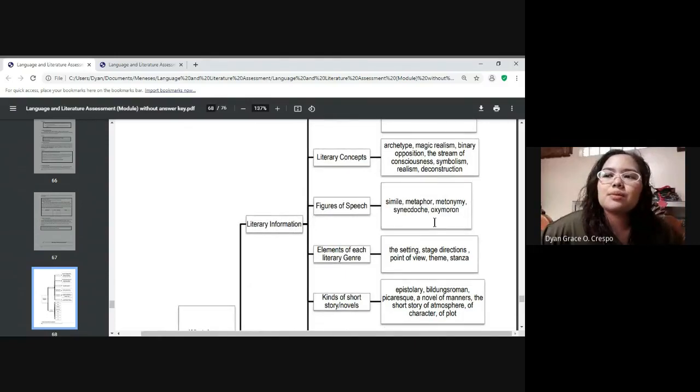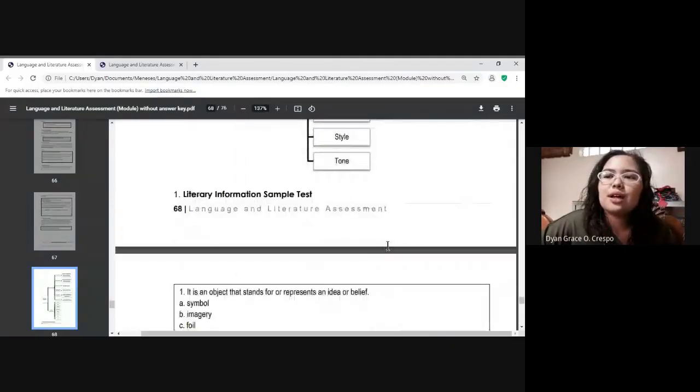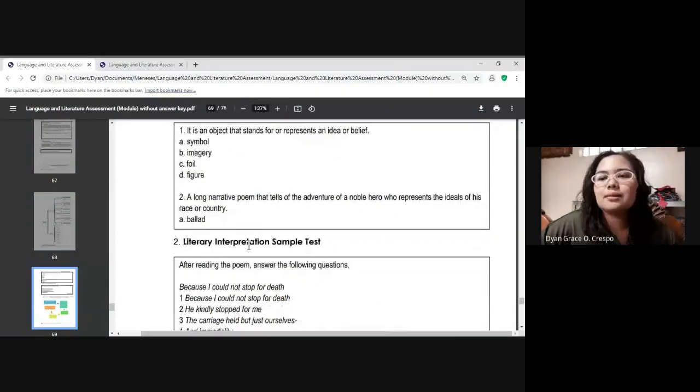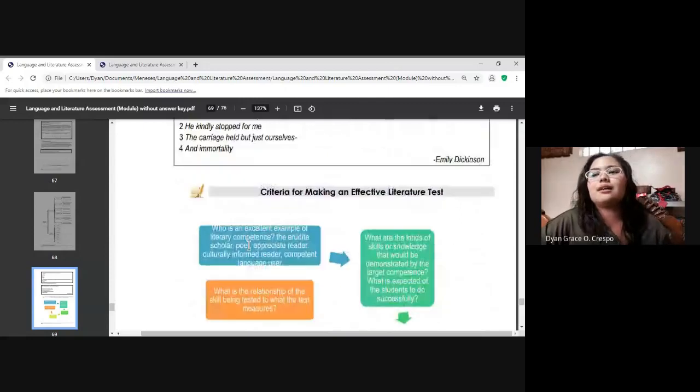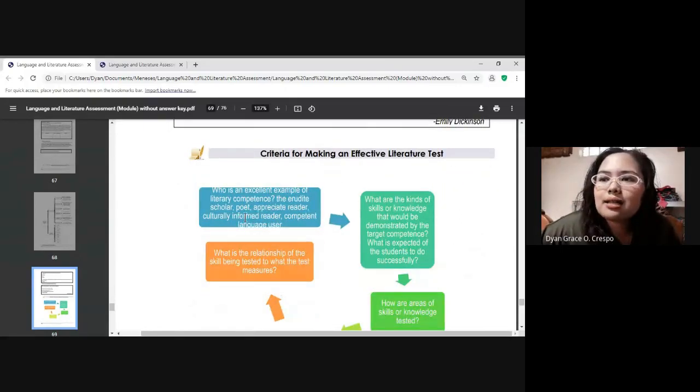Ayan, so I think this is self-explanatory. Literary interpretation, literary information, sample test. Okay, so ayan, madali na rin yan. Okay, criteria for making an effective literature test. One, who is an example of the literary competence?